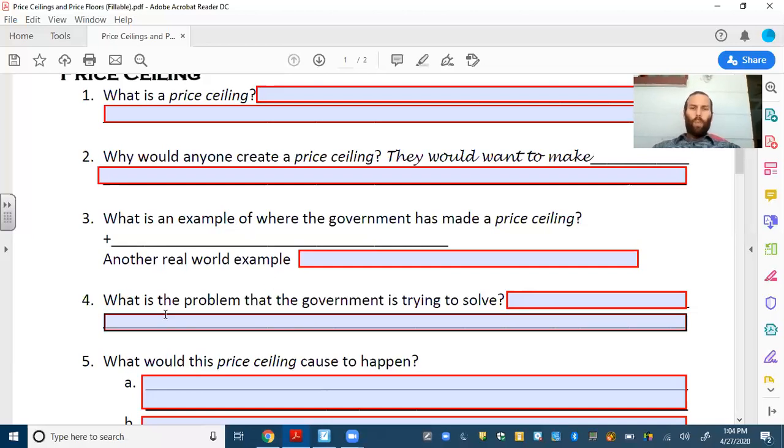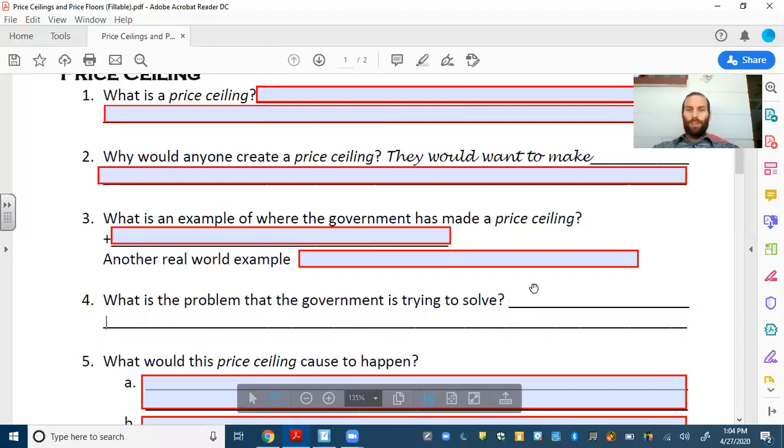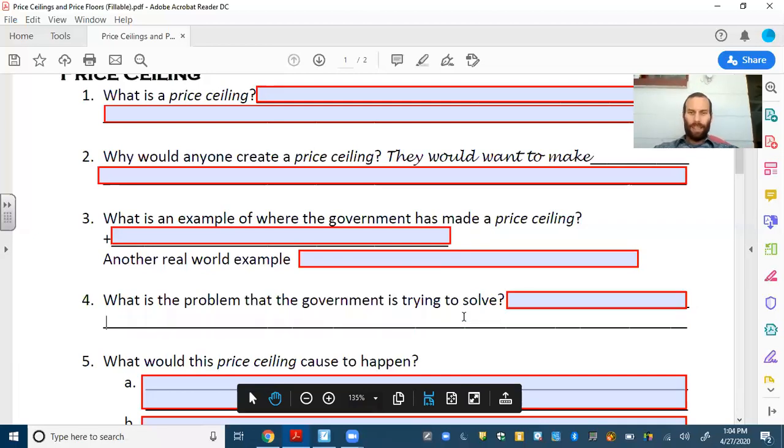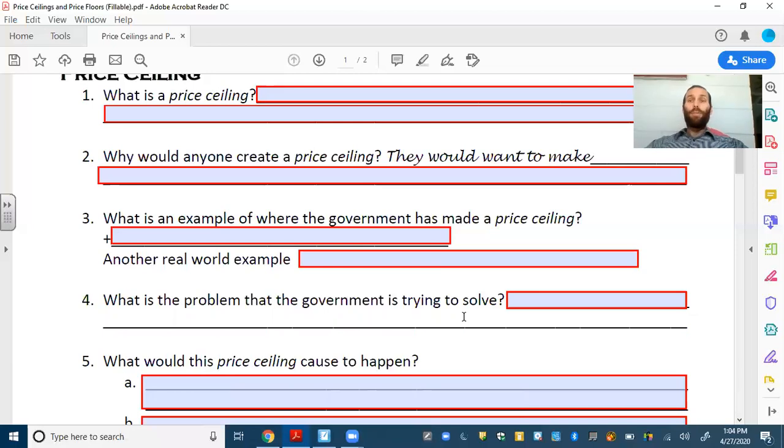So when we say what problem is the government trying to solve, you should be able to figure out what the answer is between these two boxes. Remember, if you fill this one up, you can always put your answer in the second box below it. So the problem the government's trying to solve here is they're trying to make goods more affordable for consumers. So by lowering the price, I should make things more affordable.